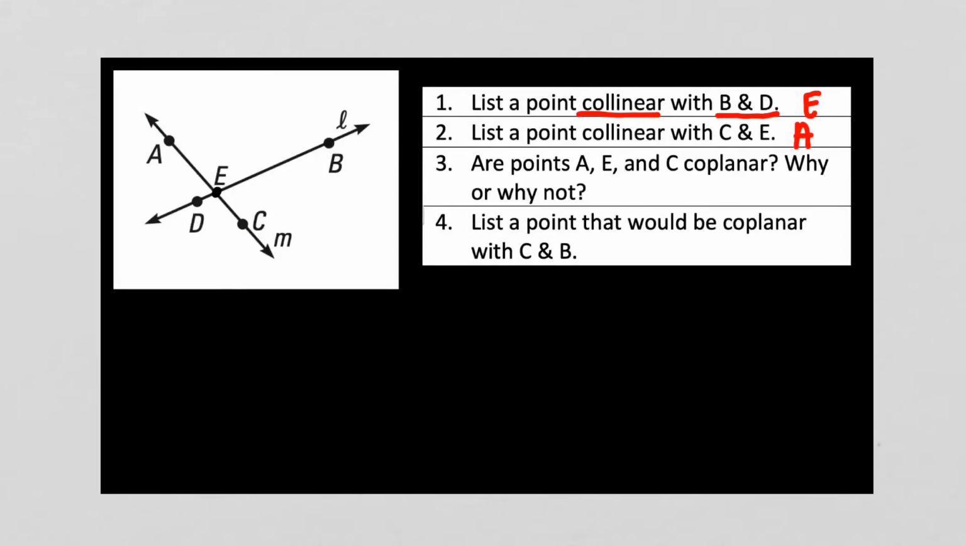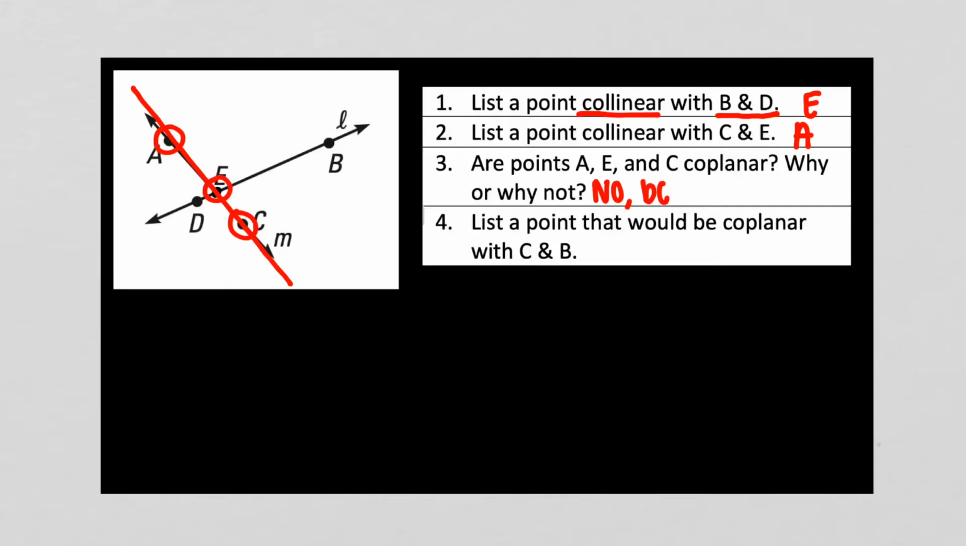So number three, I ask you, are points A, E, and C coplanar? So we're going to look at them first. You have A, E, and C. And in number two, we found out that these 3 points form a line, they're collinear. So your definition of coplanar, remember, is 3 or more points that form a plane. But those 3 points have to be non-collinear. So A, E, and C are not coplanar, so no, and it's because they're collinear.